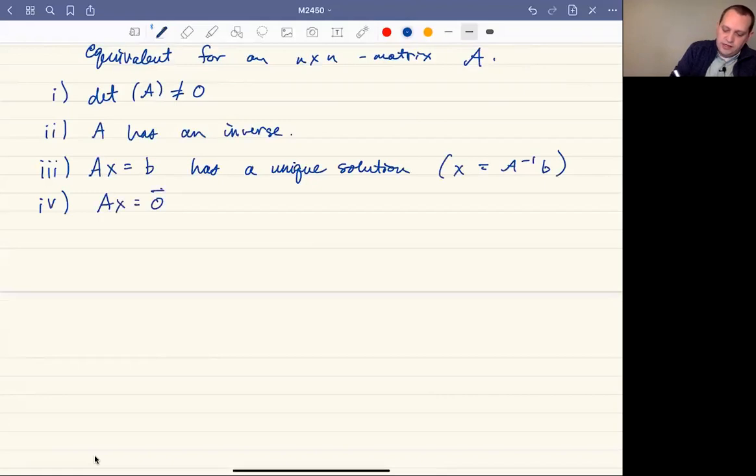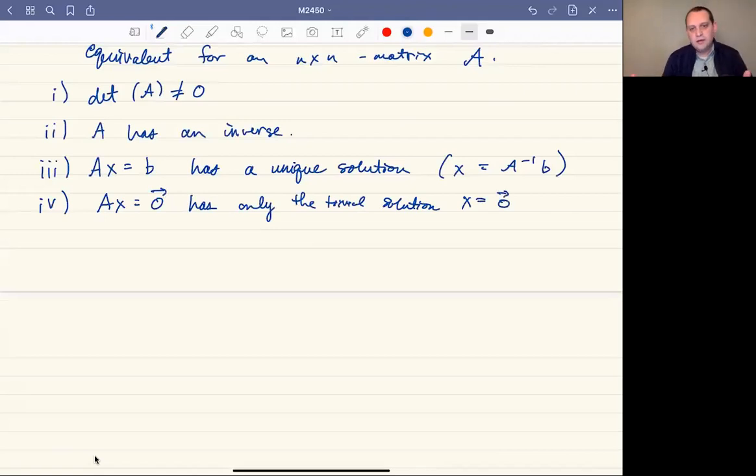This is a related idea, but if you have AX equals 0, so instead of having B, remember, that is the right side of the equation whenever you have your system. So it's, in other words, all the constants that you get in your system. If all those constants are 0, you again have a solution, and it's called the trivial solution. So this is only the trivial solution, namely X equals 0.